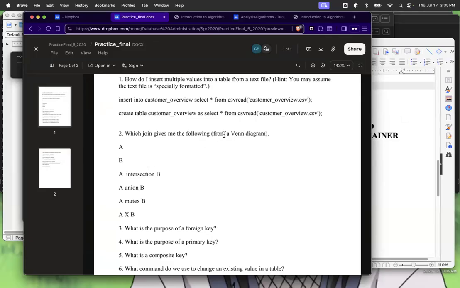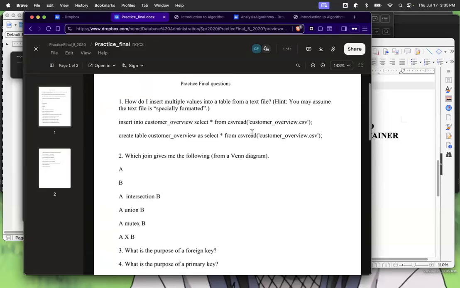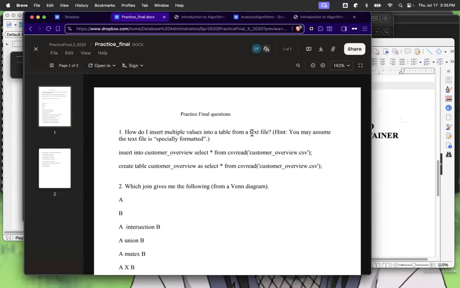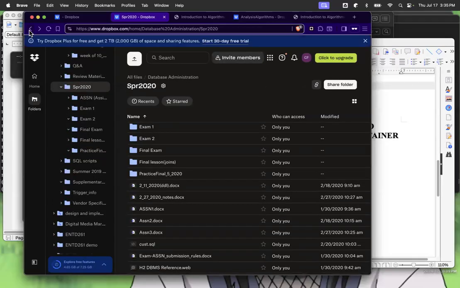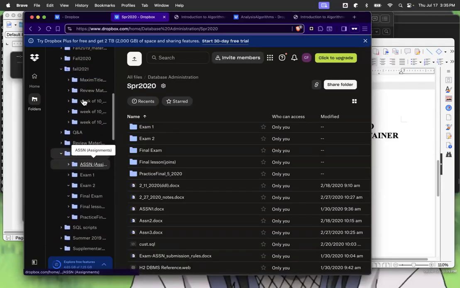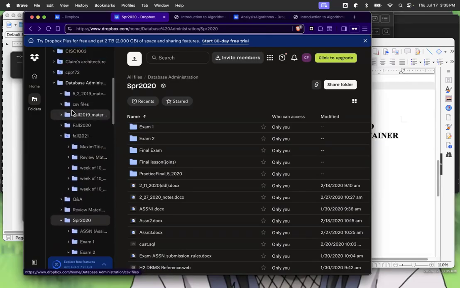Which join gives me the following from a Venn diagram? That was a question previously. So yeah, that's how I do things. Any questions? I could show you something similar from another class.